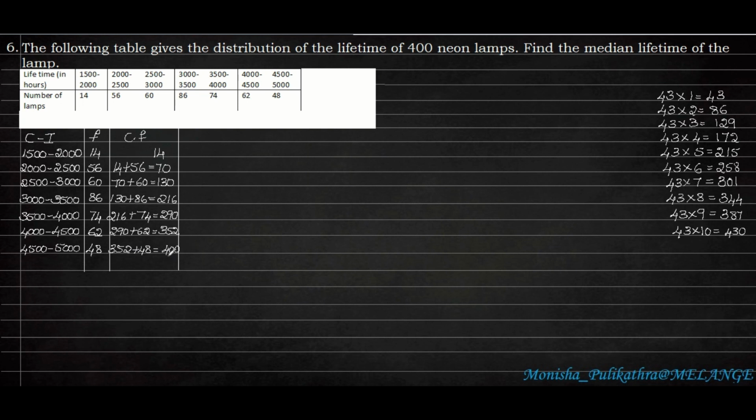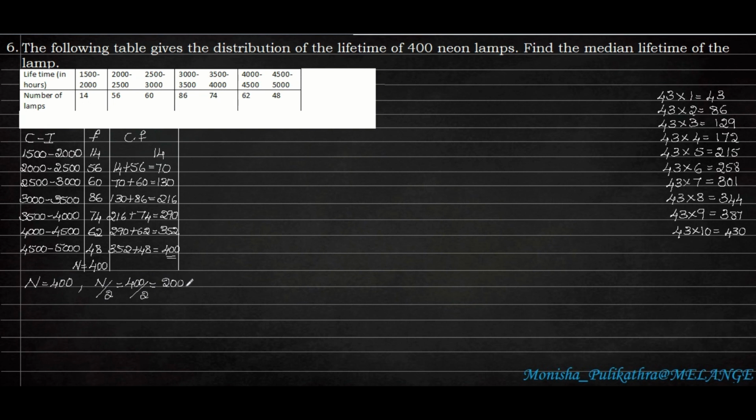Next, we need to check whether the last number of the cumulative frequency and the grand total of f are equal or not. So when we add all these numbers, we will get 400. So n is 400 and the last number in CF is 400. So whatever we have calculated is correct. Next, n is equal to 400. Therefore, n by 2, half of it, is equal to 200.